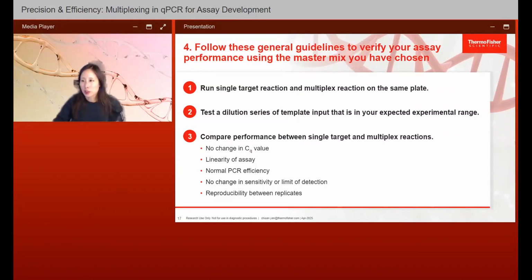So some metrics you could look at are that the Cq value doesn't change with scale up, the assay remains linear, the amplification efficiency is normal, you're not losing sensitivity or LOD, and that there is reproducibility between replicates.